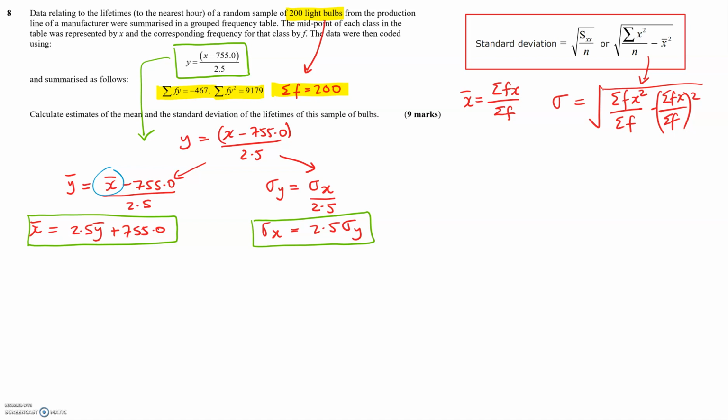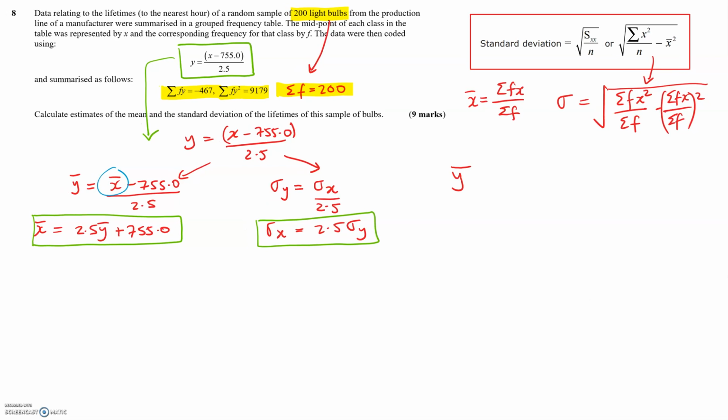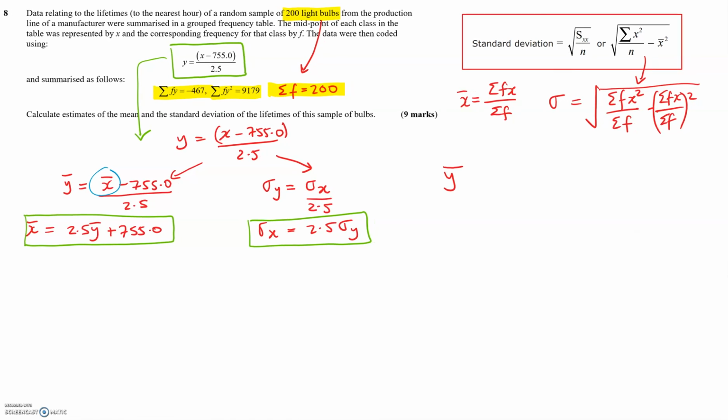Okay, so the mean of Y is going to be the sum of F times Y over the sum of F. And I've been given these values in the question. Sum of F times Y is minus 467. Sum of the frequencies is 200. So that comes out to be minus 2.335.